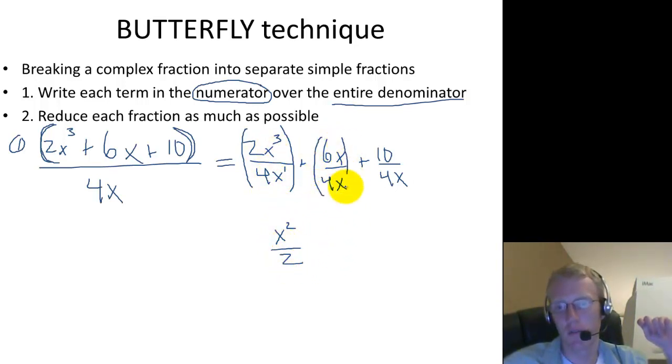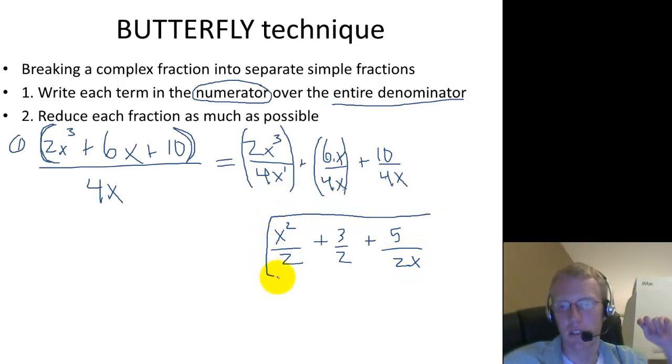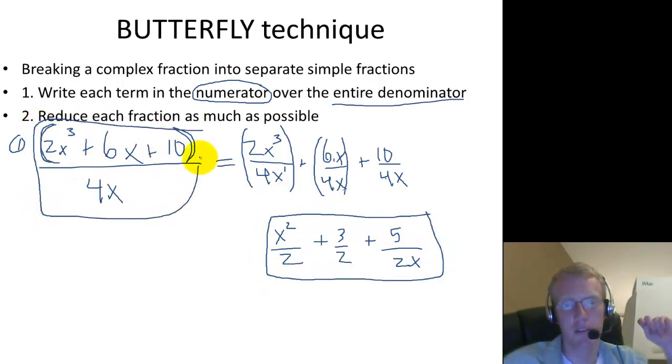6x over 4x is its own piece. The x's cancel, and 6 over 4 reduces to 3 over 2. And 10 over 4x. The 10 and the 4 reduce to a 5 and a 2x. Alright, so this is our answer. This complex fraction, all one giant fraction, got broken down into a simpler fraction.